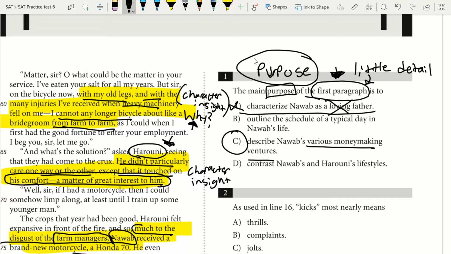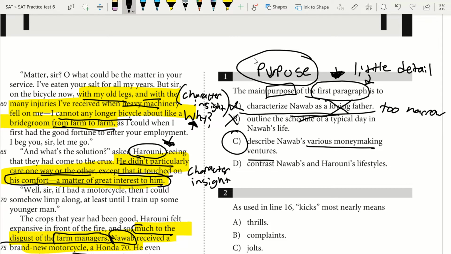So that would be too narrow. Okay, so that's too narrow of an answer choice, because that would be focusing too much in on lines 1 through 3 or 1 through 4. And then B, outlining the schedule of a typical day. We don't outline the schedule of a typical day. We're just listing his various money-making ventures, so B is incorrect.